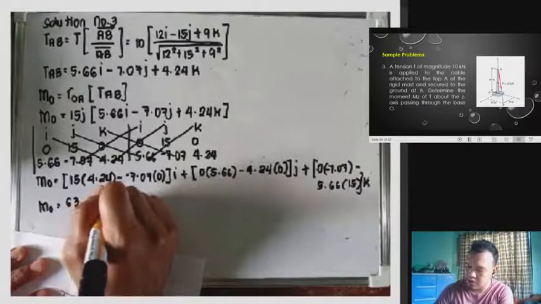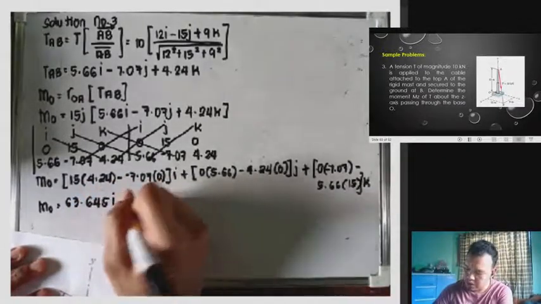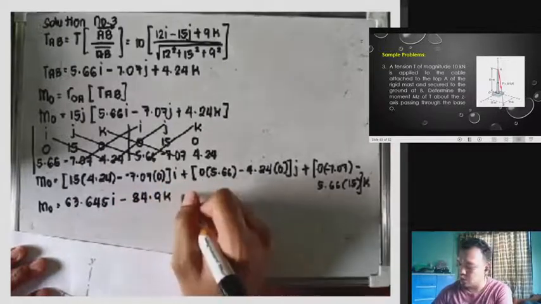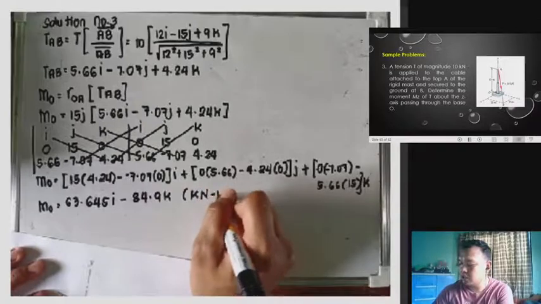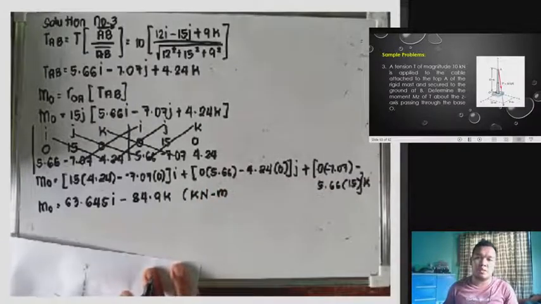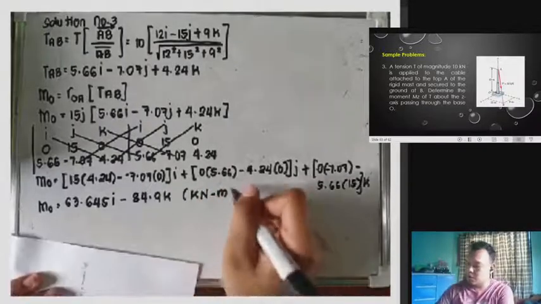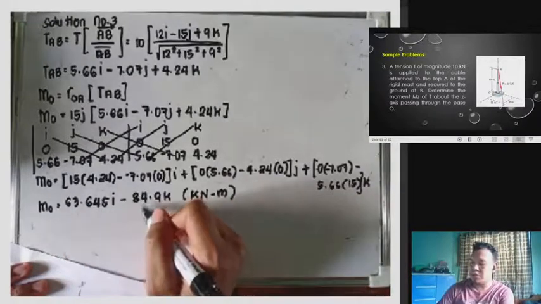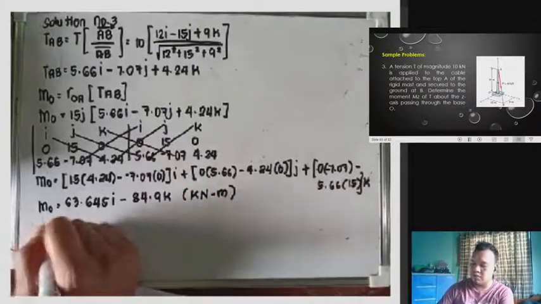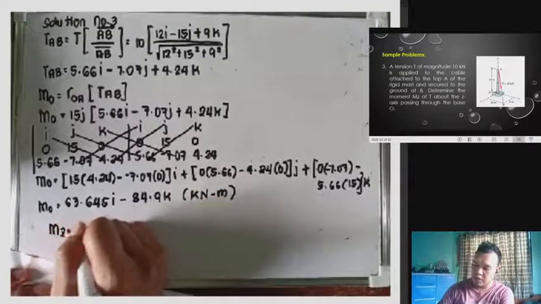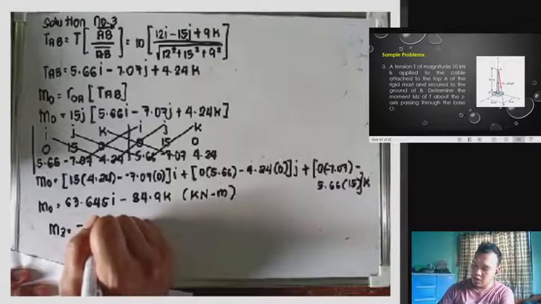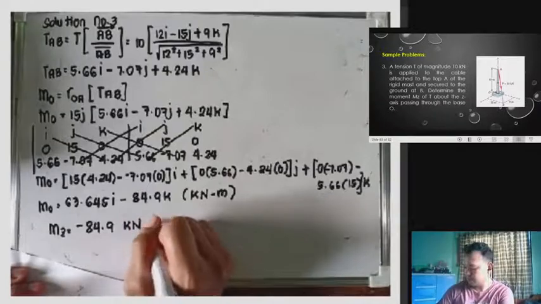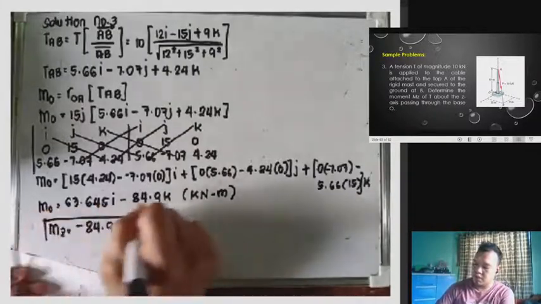63.645I minus 84.9K. So, unit po niyan is kilonewton meter. So, ang pinapahanap po is moment at z-axis. So, we have here ito, moment kay x-axis natin. Ito, moment natin kay z-axis. So, therefore, Mz is equivalent kay negative 84.9 kilonewton meter. So, ito po yung Mz po natin.